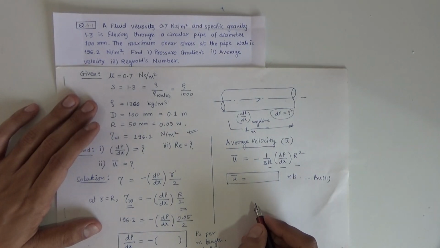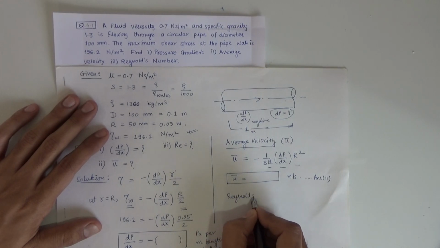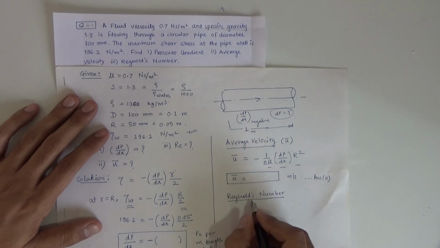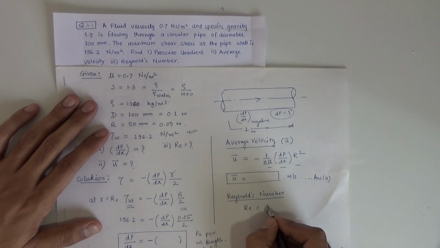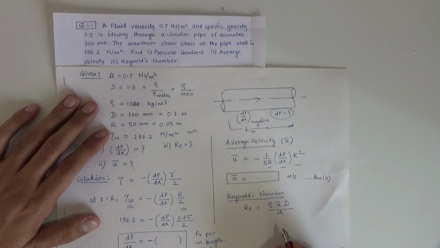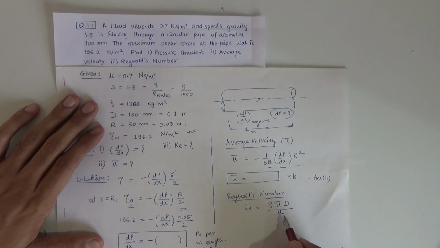And the third thing they have asked us to find is the Reynolds number. This is a very straightforward problem, there is nothing difficult. We know that the Reynolds number is rho times velocity times characteristic length, which is d here, upon dynamic viscosity. We know the density is 1300, u bar we have obtained, d is 0.1, mu is 0.7. If you put these values, you will get the Reynolds number.